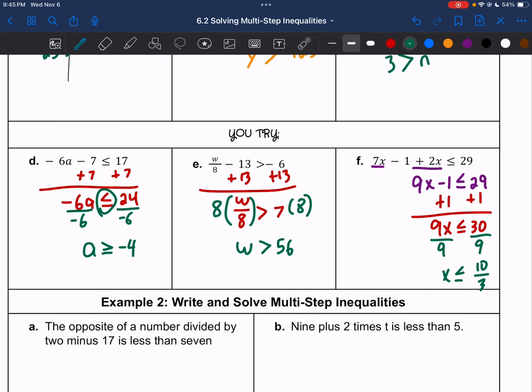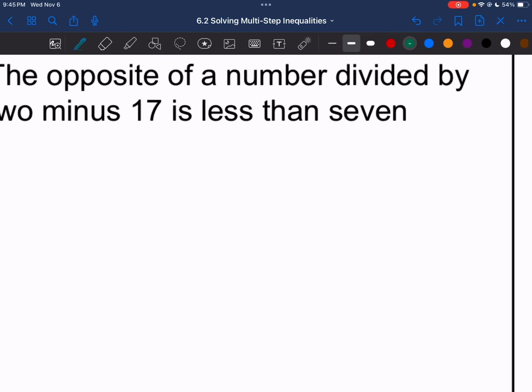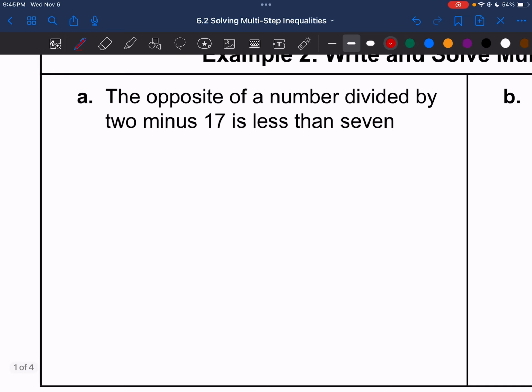All right. So let's take a look at example 2. It is write and solve multi-step inequalities. So just like we've been doing lately, we have these word problems, and I want to piece together the information that I'm getting from them.